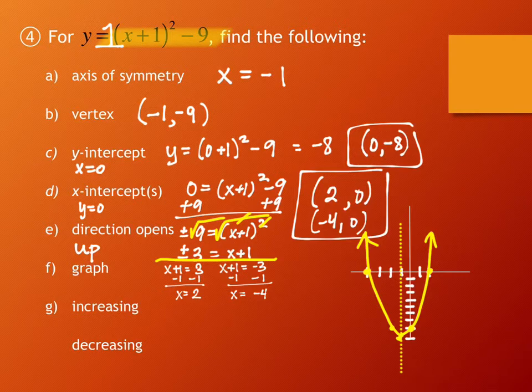So where is this graph increasing? Negative 1 to infinity, so the right-hand side this time. And where is it decreasing? Right, negative infinity to negative 1. So it's decreasing right here, and it's increasing, that's not going to show up, right here. Right? Excellent. Any questions on those?